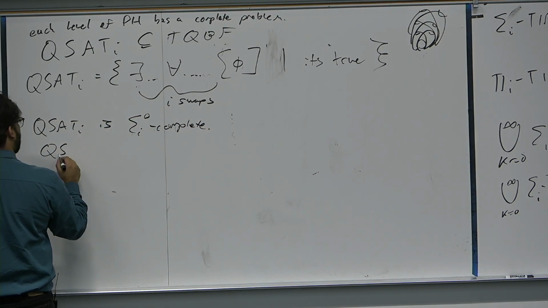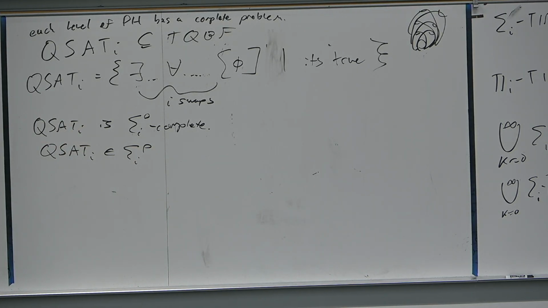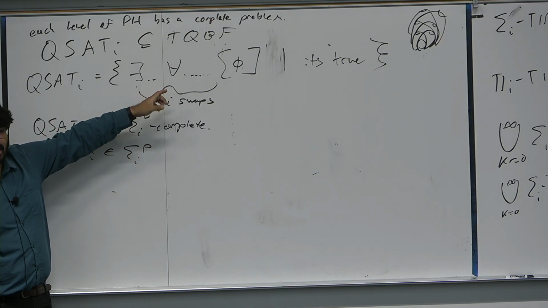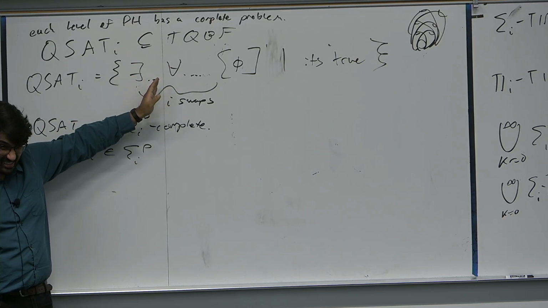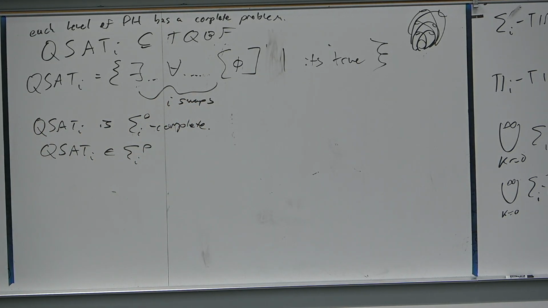First, we need to prove that QSAT_i is in the ith level. Why is it in the ith level? Use any of the 3 definitions to prove that QSAT_i is in the ith level. Also, by the way, by i swaps we mean there could be more than i quantifiers here, but when the next one is for all, if we change the quantifier, we call that a swap. So 100 exists and 1 for all would be 2 quantifiers, 2 swaps.